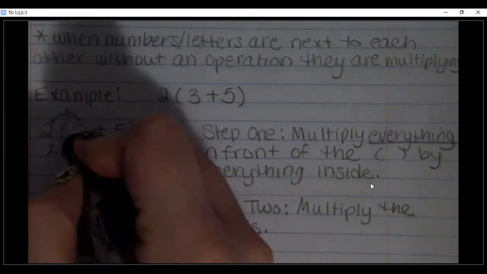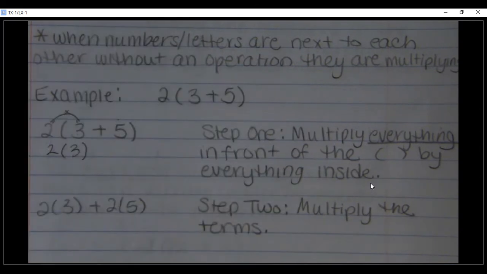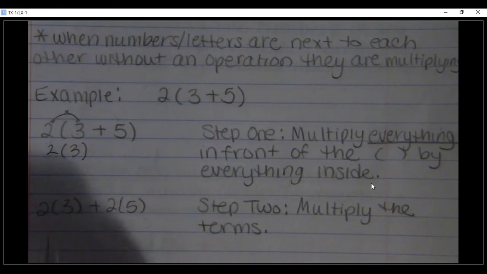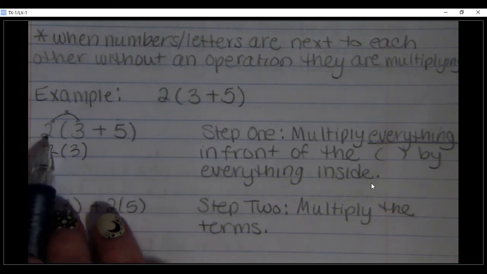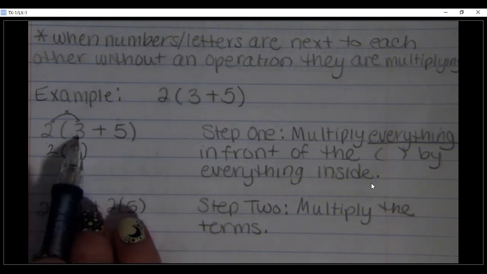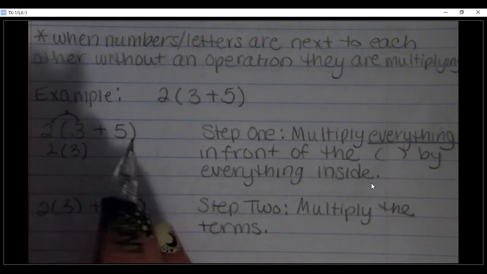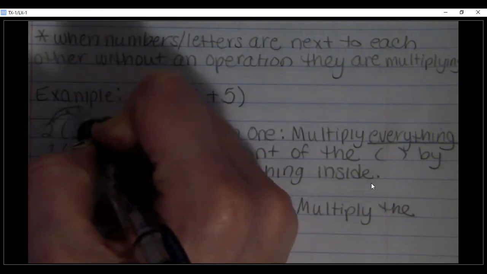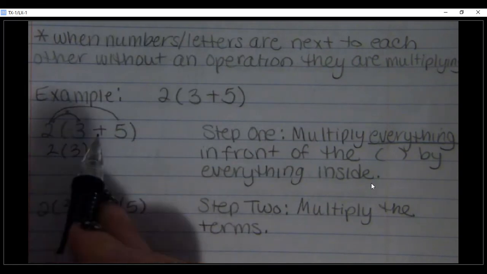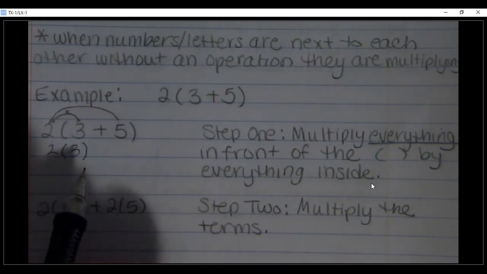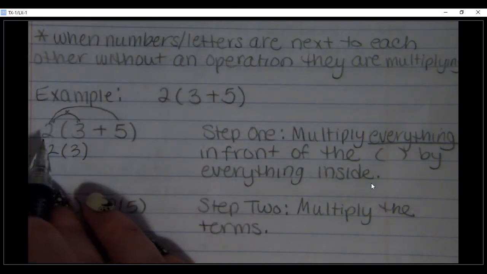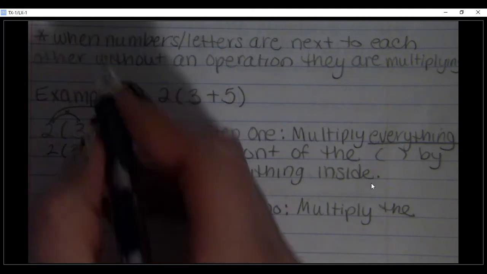Sometimes, if you feel like it, you can put a little multiplication sign on top, so that kind of reminds you. It's really up to you. But what's important is that you make sure you multiply the 2 by not only the 3 but also the 5. There can be as many numbers inside the parentheses as possible. Either way, you have to take the number in front and multiply it by each of them.